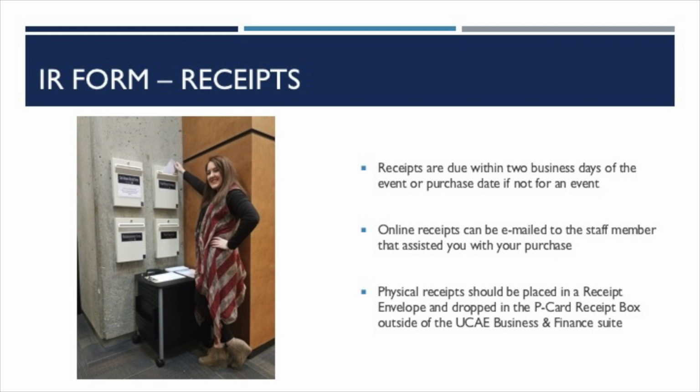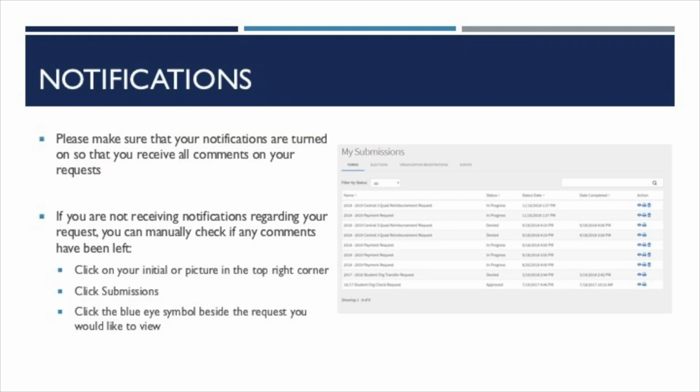If you have received the receipt for your purchase digitally, the receipt can be emailed to the staff member that assisted you in making your purchase. If you received a physical receipt for your purchase, you will need to place that receipt in a receipt envelope and drop it in the P-card receipt box outside of the UCAE Business and Finance Suite. Receipt envelopes can be found on the table outside of our office. Please make sure to fill in the necessary information on the envelope before dropping it into the box.